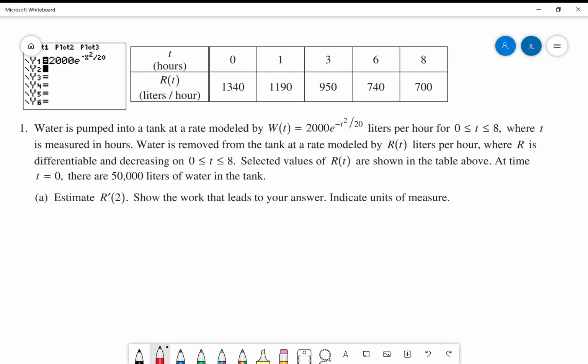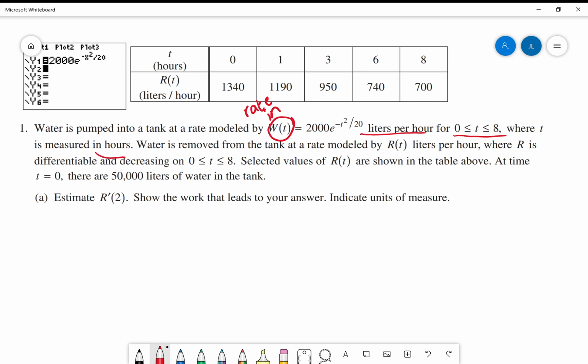So water is being pumped into a tank at a rate modeled by W of T. You should label this rate in. And the units here are liters per hour. T is greater than or equal to 0 and less than or equal to 8. Now, right away, you should take this function and store it into y1 so that later on, you don't have to type this out again when you're using this function. T is measured in hours.